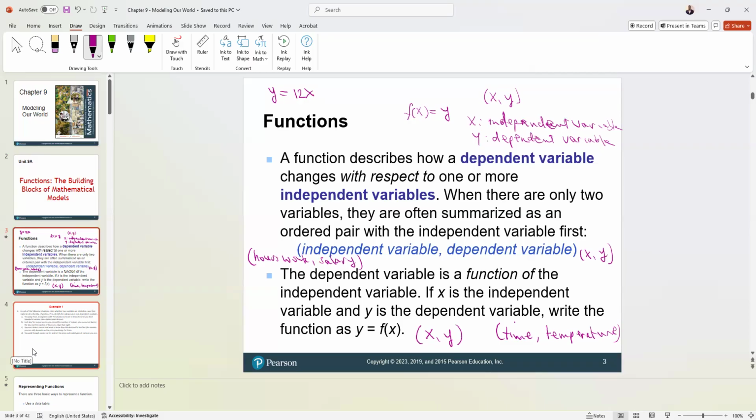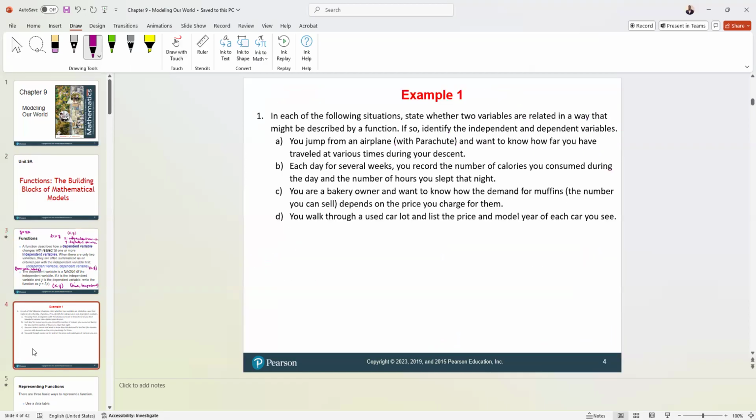We're going to go over a few examples. In this one, they ask: in each of the following situations, state whether two variables are related in a way that might be described by functions. If so, identify the independent variable and the dependent variable. For A, you jump from an airplane with a parachute and want to know how far you have traveled at various times during your descent. So in this case, you're looking for your distance with respect to time.